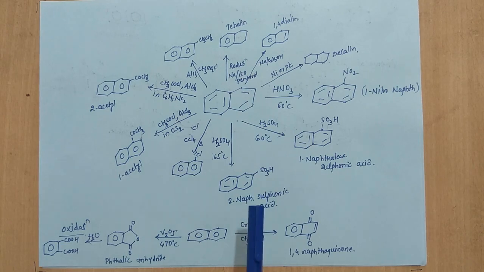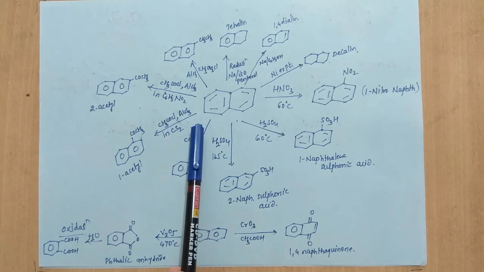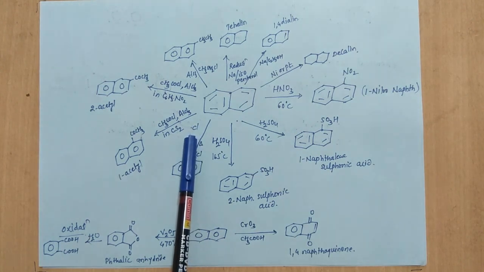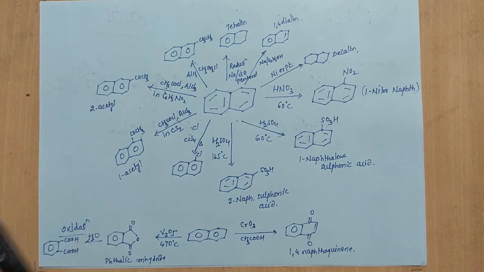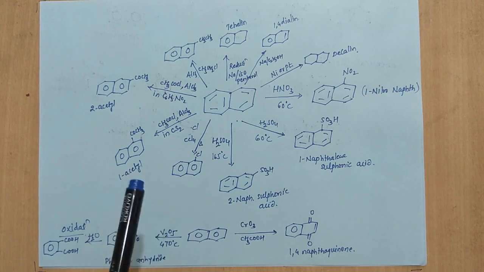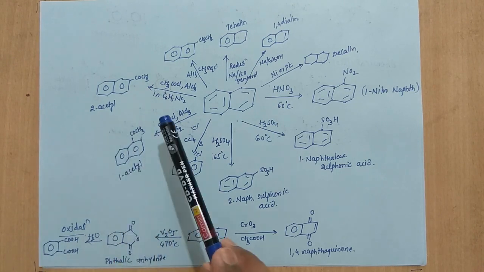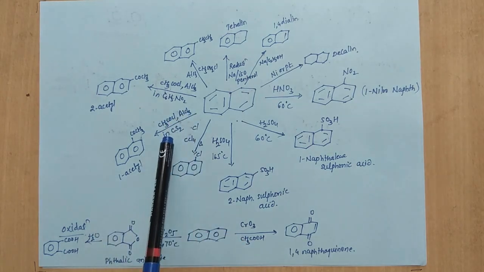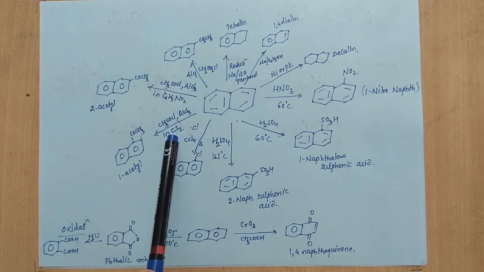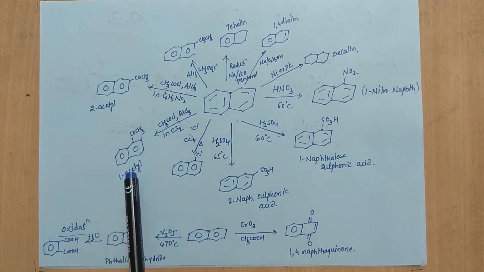Third reaction is halogenation. Reaction with chlorine in presence of CCl4. Now we have to heat this reaction to give 1-chloronaphthalene. Okay, this is halogenation. Friedel-Crafts acylation. Now this Friedel-Crafts acylation is carried out in two different solvents. The difference here is about the solvent. Acetyl chloride in presence of AlCl3. The solvent in this case is carbon disulfide, CS2. The product will be 1-acetylnaphthalene.